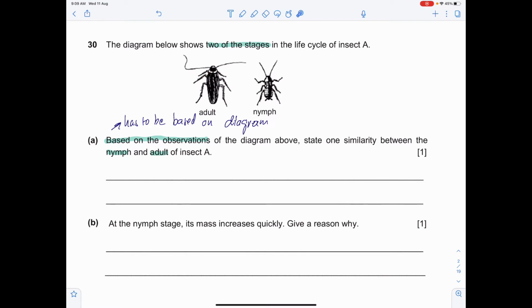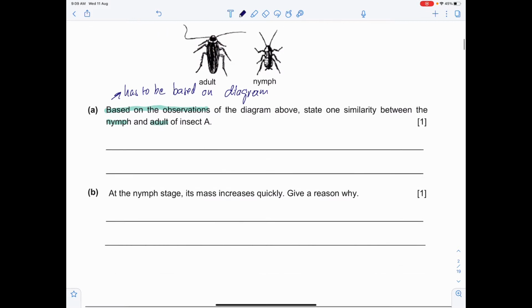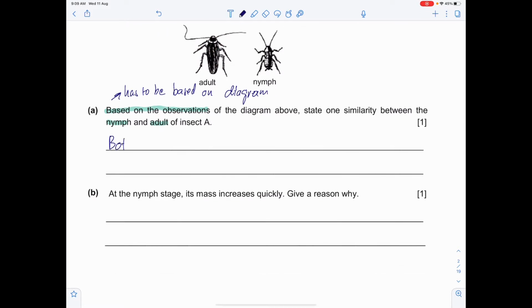And in this case, you cannot talk about the wings because the adult has wings as shown, but the nymph doesn't have. So maybe the three body segments may not be a very good answer because you can't really tell. Okay? So you can say both have 6 legs. That's it.